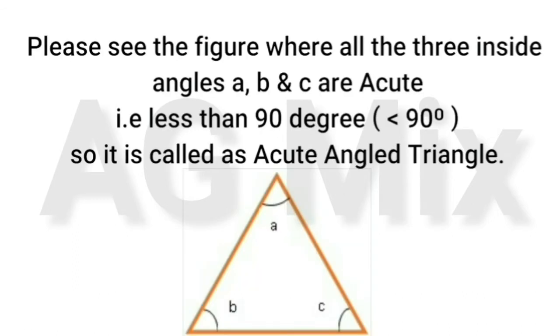Please see the figure where all three inside angles A, B and C are acute, that is, less than 90 degrees, so it is called an acute angle triangle. Please note that each angle in such a type of triangle is always acute.